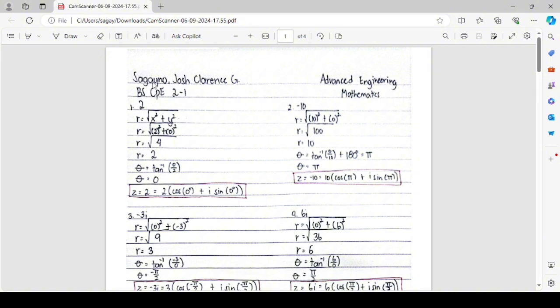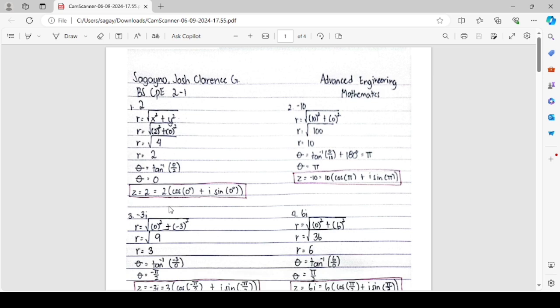So number one, the given is 2. If we take 2, the formula is r equals the square root of x squared plus y squared. Since the only given is an x, which is the 2, we substitute. So r equals the square root of x, which is 2, so 2 squared plus 0, because the y has no value, squared. And then we get the square root of 4. Then the square root of 4 is simply 2.